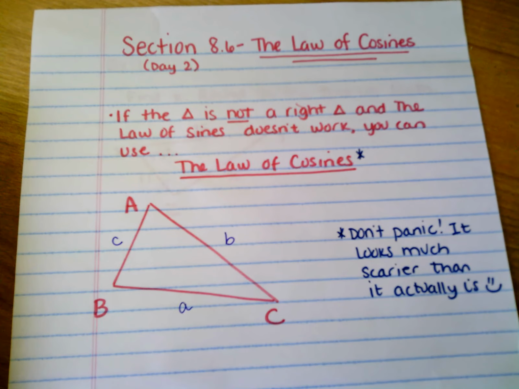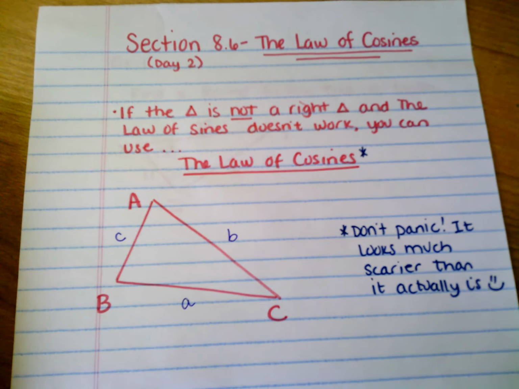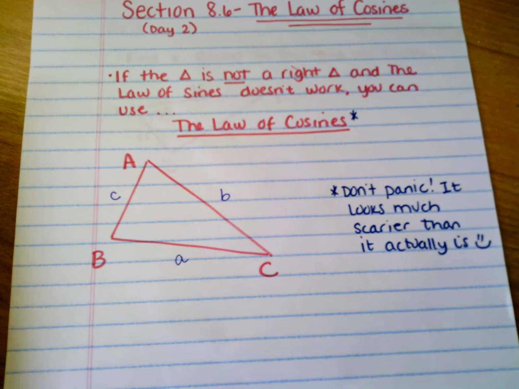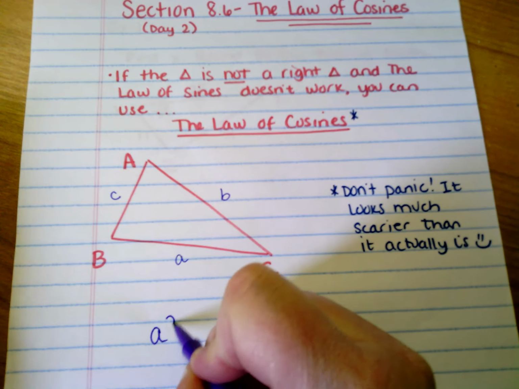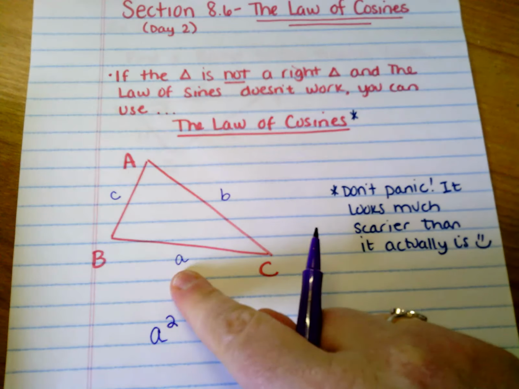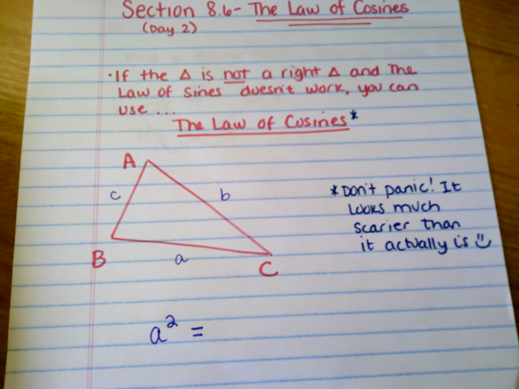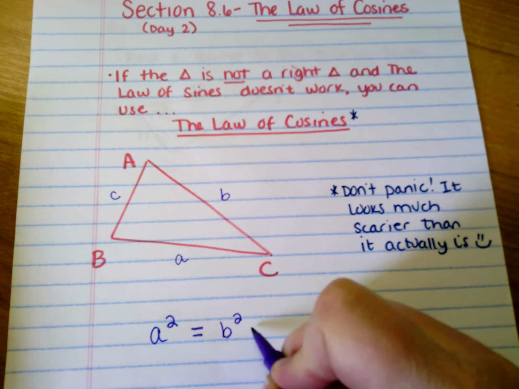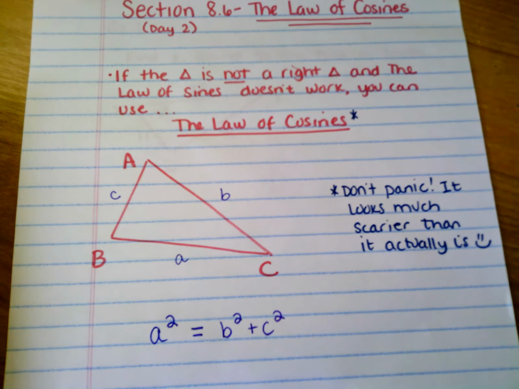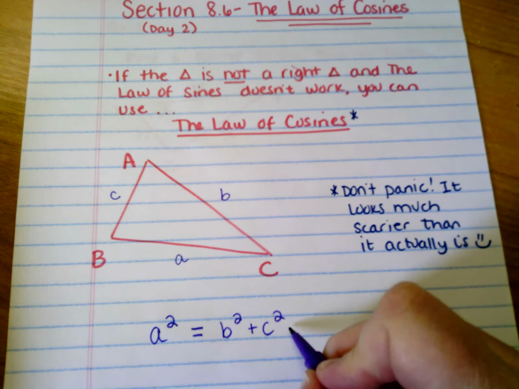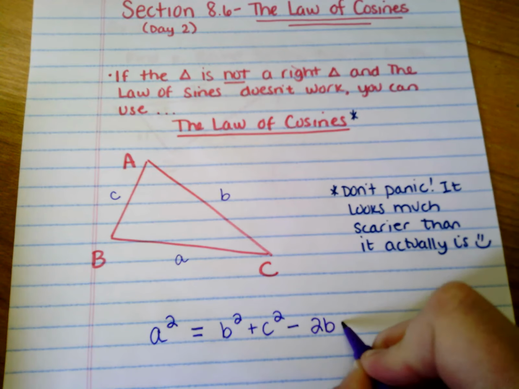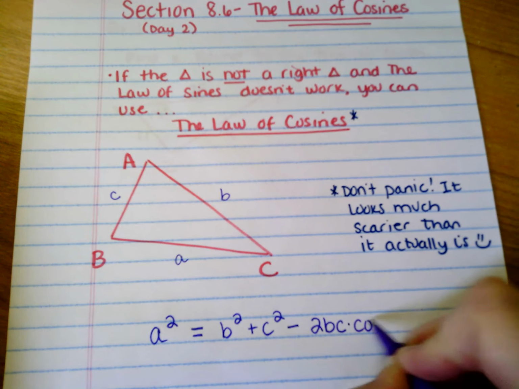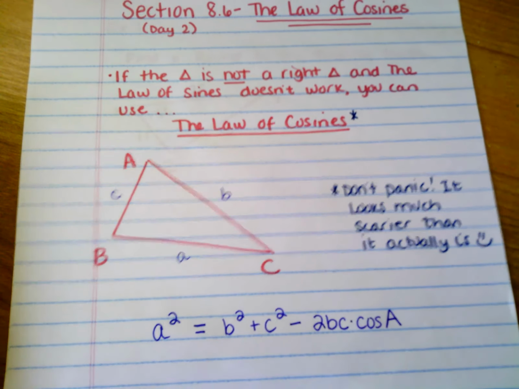And this one is scary looking, but don't panic because it looks much scarier than it actually is. And your calculator is going to be a lifesaver with this thing. So here's what the law of cosines looks like. A squared, as in side A, equals B squared plus C squared. Looks a little Pythagorean-like. Minus 2BC times the cosine of A.